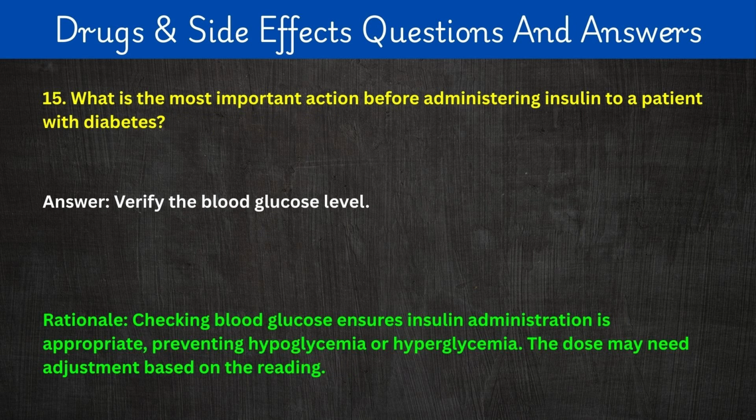15. What is the most important action before administering insulin to a patient with diabetes? Answer: verify the blood glucose level. Rationale: checking blood glucose ensures insulin administration is appropriate, preventing hypoglycemia or hyperglycemia. The dose may need adjustment based on the reading.